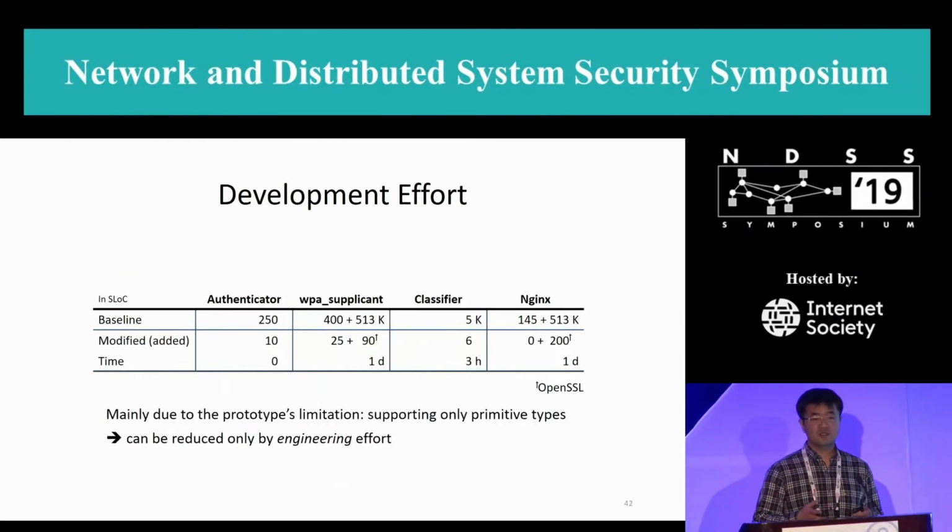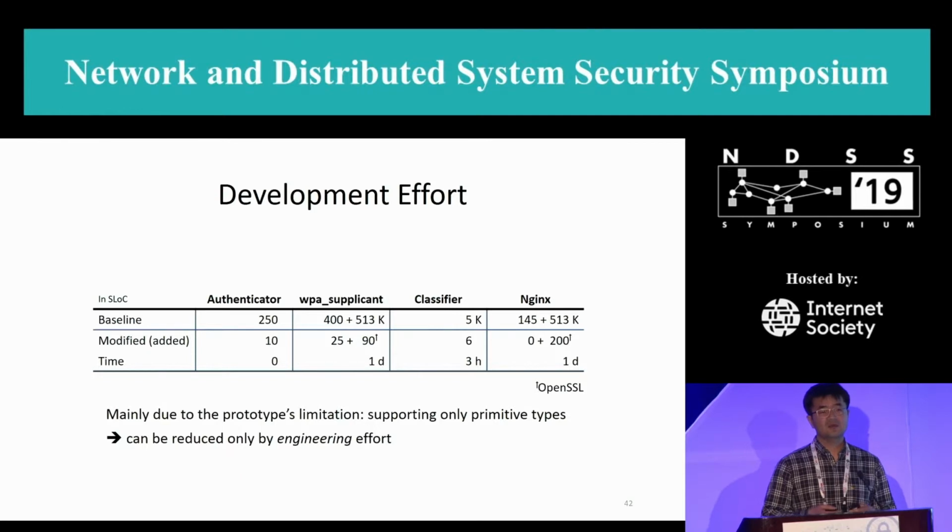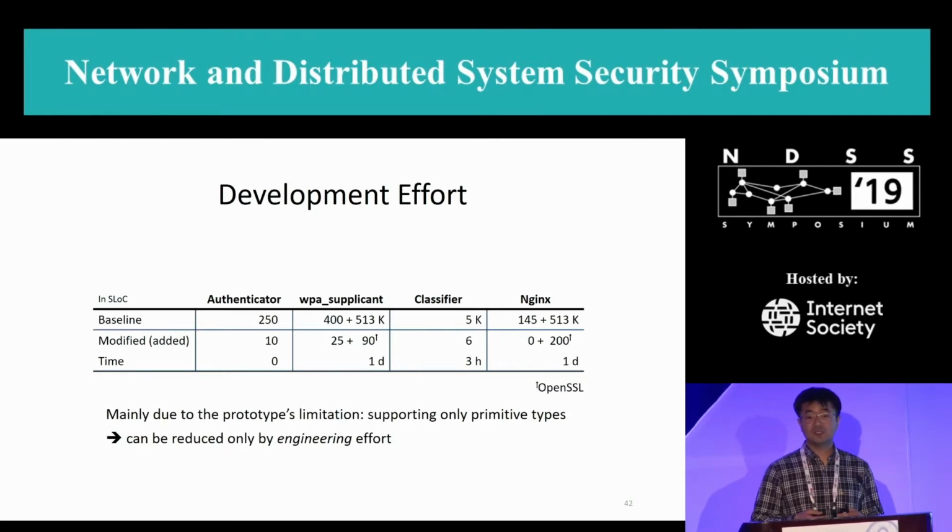Sometimes we only modified a few lines of code, but sometimes we had to change 100 lines of code. And this is mainly due to the limitation of our compiler prototype. Currently, our compiler prototype supports only primitive types. So when sensitive data are in an array or a complex structure, we manually chopped this big data into small primitive types. And we believe that with engineering effort in the compiler, we could reduce the number of lines of code to be modified.